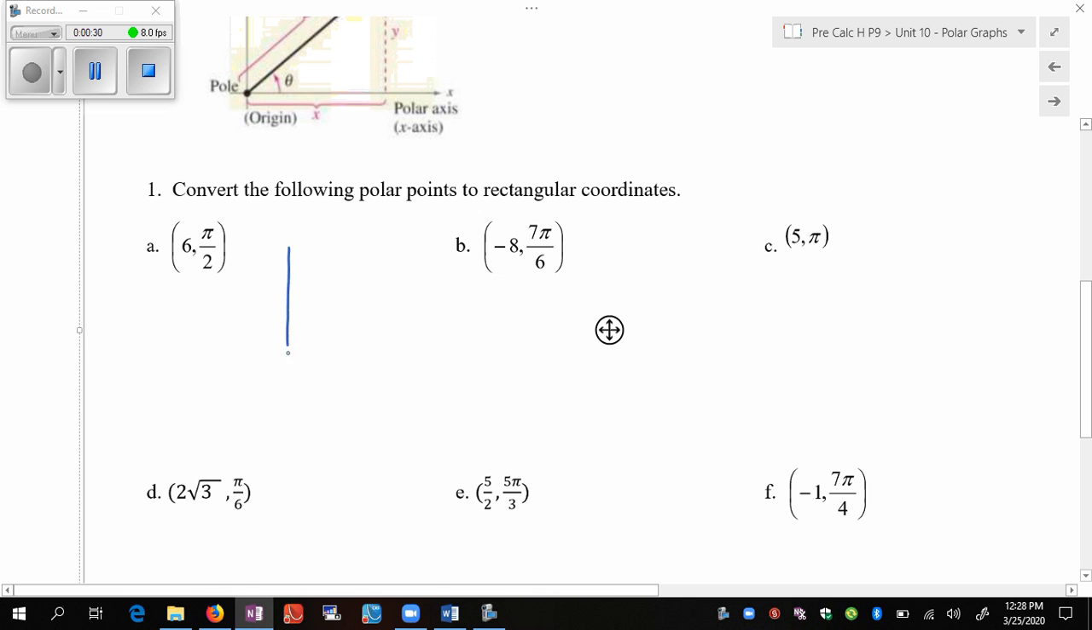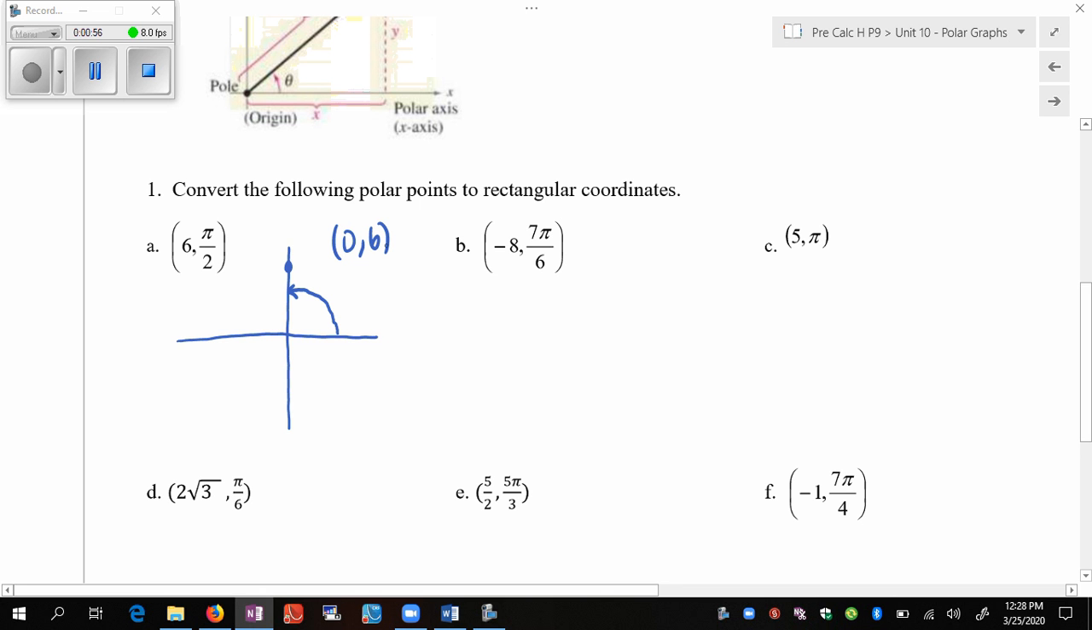And 6 comma pi over 2, if I thought about that as a picture, that's an angle of pi over 2 rotated counterclockwise and jumping forward 6 units, which would be that point right there. Well, if I thought about that as an xy plane, then I went 0 units on the x and 6 units on the y, and it's as simple as that.